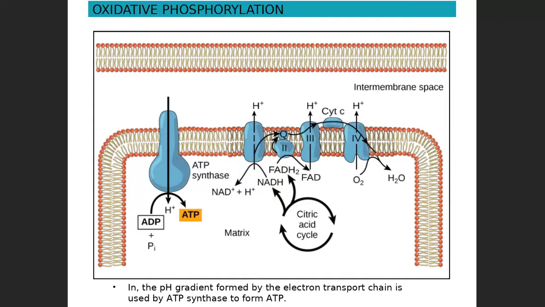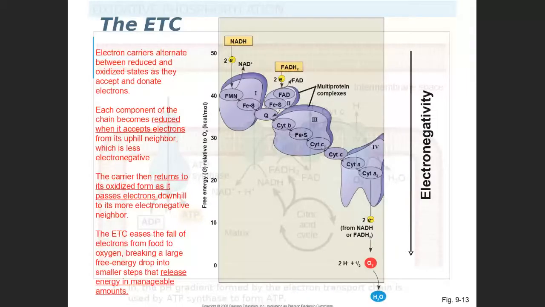ATP synthase, it's an enzyme. The rotor, which is this guy, is in contact with the matrix. And ATP synthase's job, anytime it gets stimulated, is to phosphorylate ADP to ATP. So anytime protons go in and stimulate the ATP synthase, ADP will be phosphorylated to ATP. Protons going through, this is what we call oxidative phosphorylation.